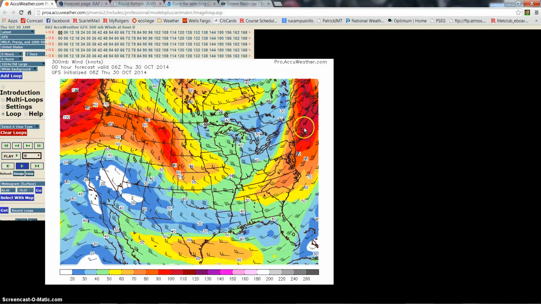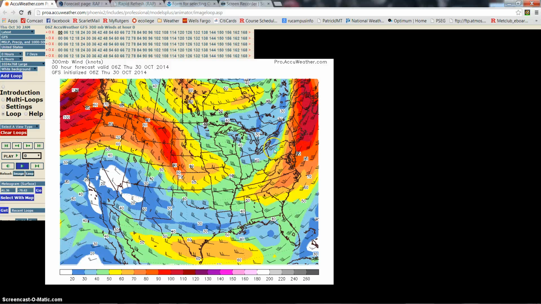There's also left and right exit regions. So that would be up here towards Caribou, Maine. That's a left exit region. Right exit region would be over Canada over here, and out over the Atlantic would be a right entrance region. Those can be used to forecast precip generally. So generally, right entrance and left exit, you would expect upward vertical motion for some very complicated reasons that I'm not going to go into, and that can lead to some precipitation.